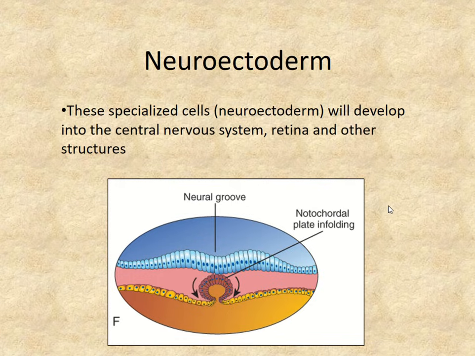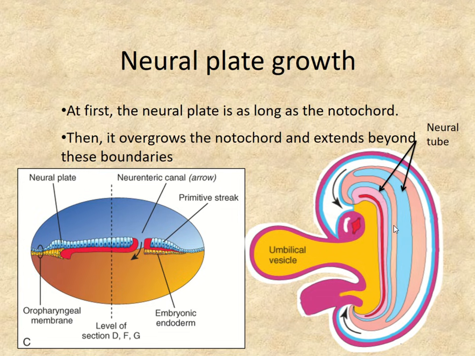That neuroectoderm is going to develop into all of the central nervous system and other structures, like, for example, the retina. When you study development of the eye, you'll understand how this isn't only going to become the spinal cord, but there are some other structures in the body that it's going to form as well.